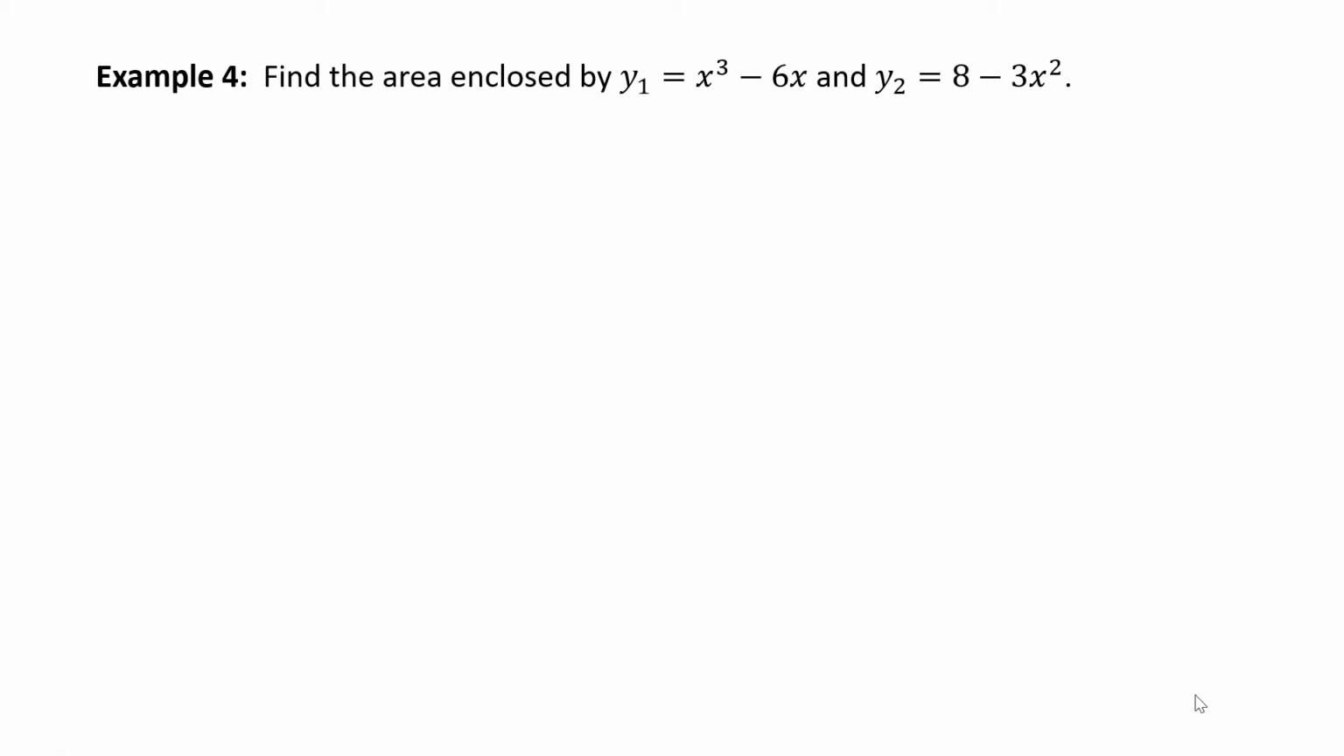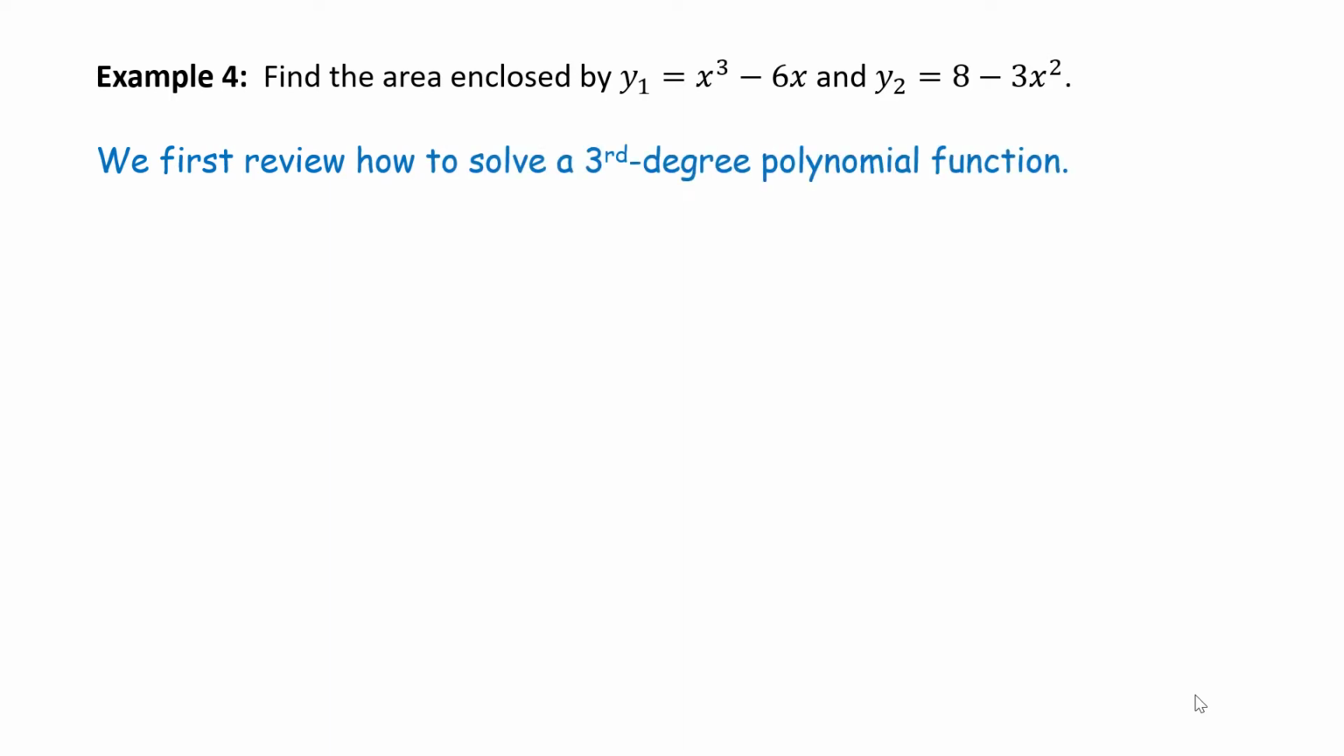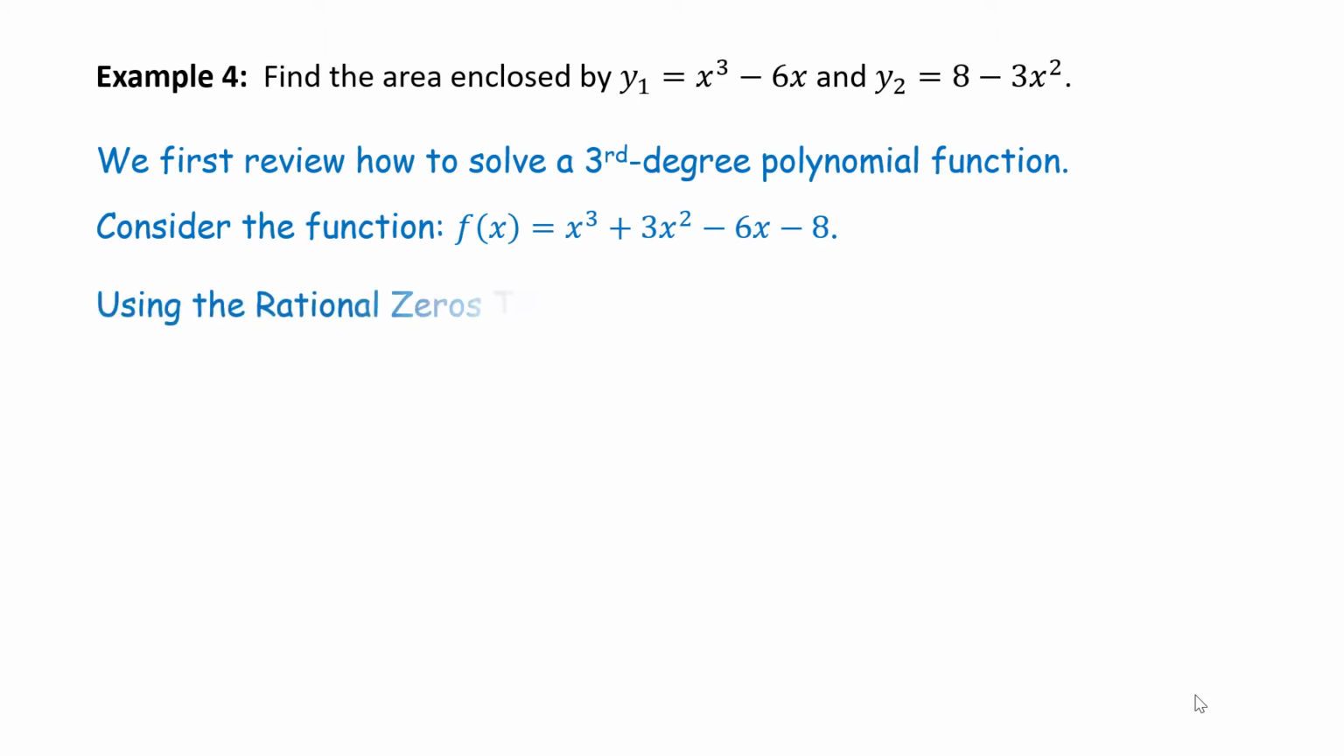Example: find the area enclosed by y sub 1 equals x cubed minus 6x and y sub 2 equals 8 minus 3x squared. Before we get to the calculus, we're going to review how to solve a third-degree polynomial function. Consider the function f of x equals x cubed plus 3x squared minus 6x minus 8. We're going to apply the rational zeros theorem to get all possible rational zeros.